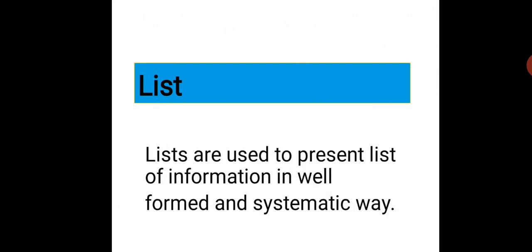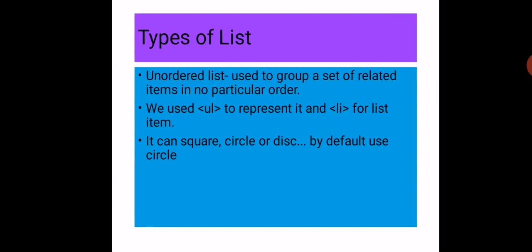What is a list? Lists are used to present information in a well formed and systematic way. It means if you want your data in a sequence, then we use a list. Lists are of two types: unordered list or ordered list.